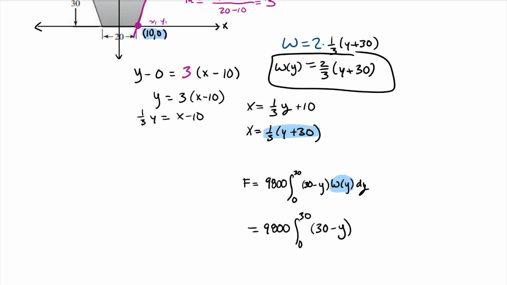And then once we pop this thing, I'll use a different color. We have 2/3 times y plus 30. We need to make sure to write our dy. Got to be proper about everything. But we can yank that 2/3 out to the front. So 2 times 9800 is 19,600. We go 19,600 over 3, evaluated from 0 to 30.